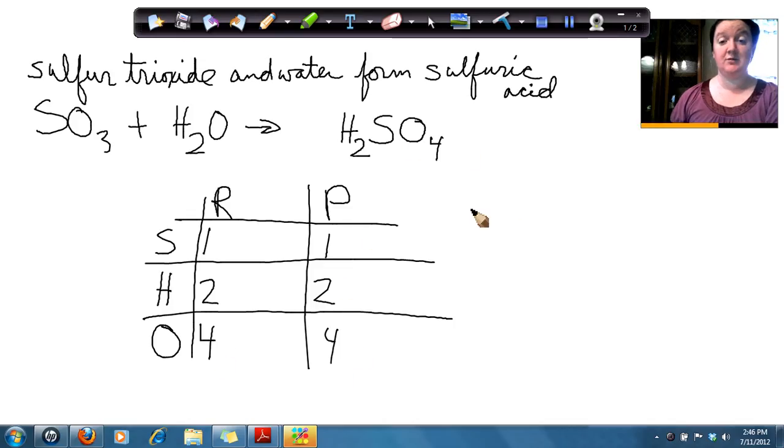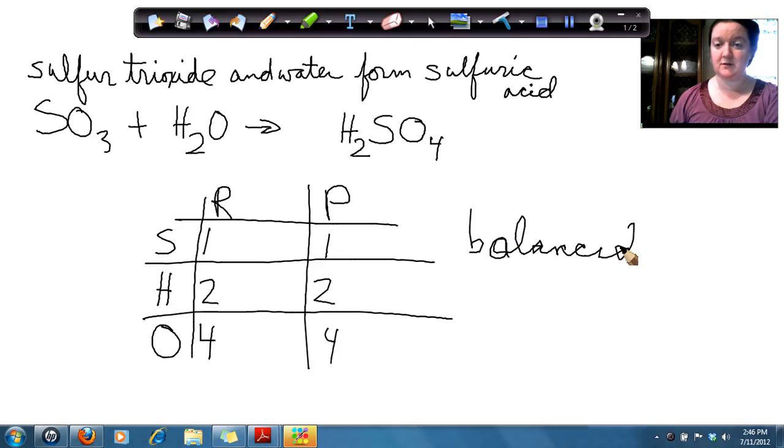So this equation is balanced without changing any of the coefficients. Balanced. Without changing any of the coefficients. Let's look at example number 14.